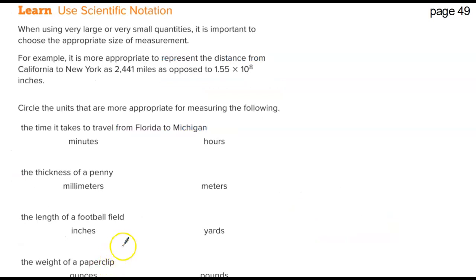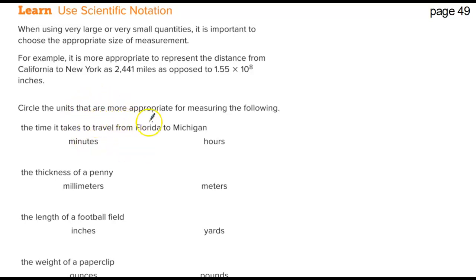Okay. Now they've kind of deviated into quantities. This is pretty straightforward. It's important to choose an appropriate size of measurement. For example, is it more appropriate to represent the distance from California to New York as 2,441 miles as opposed to 1.55 times 10 to the 8th inches? Well, it would be ridiculous to measure the distance from California to New York in inches. So, of course, you would prefer to use miles there.